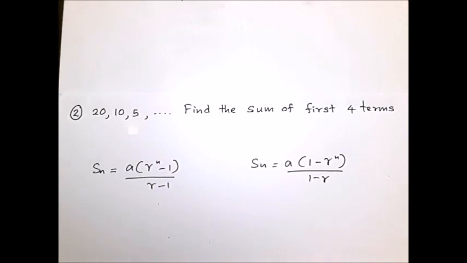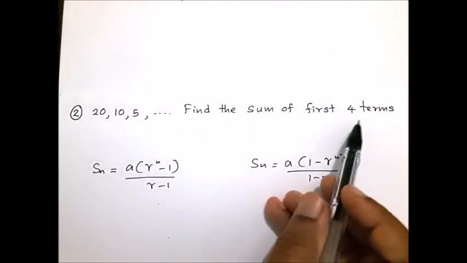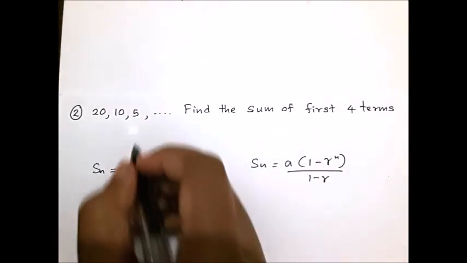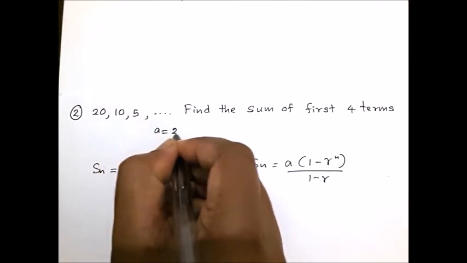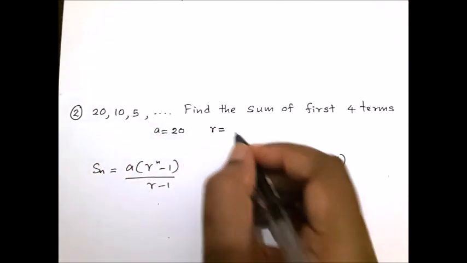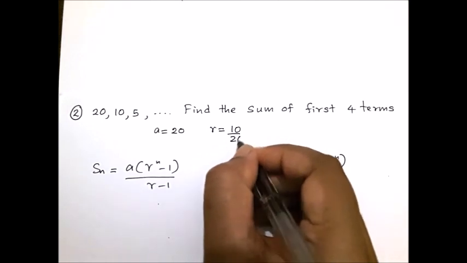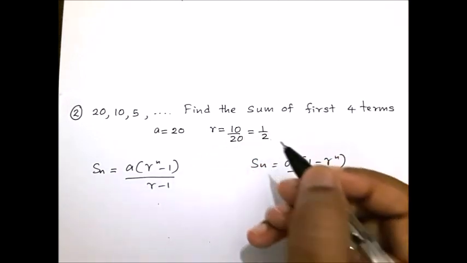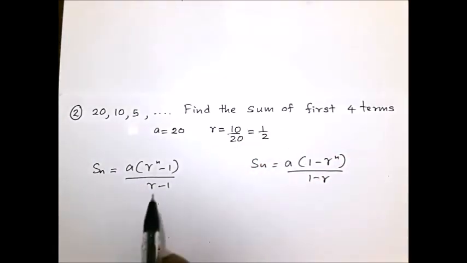Now look at the second question. Find the sum of the first 4 terms of this geometric progression. First find the first term. Then find the common ratio. 10 divided by 20. The simplest form is half. In this question again I am going to solve this one using both formulas.